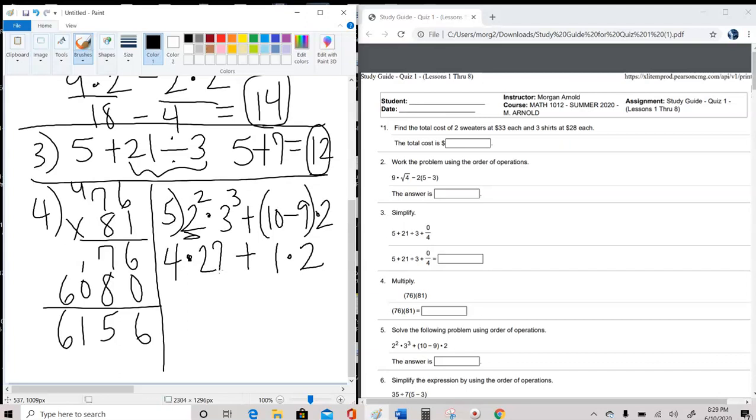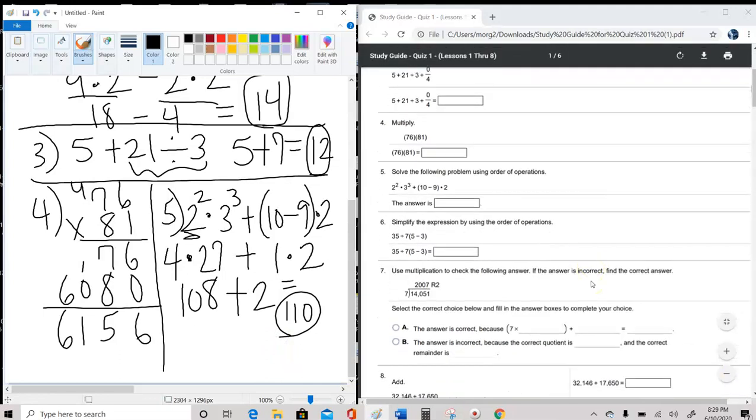Multiplication is higher than addition, so we do the multiplications first. 27 times 4 is 108, plus 2. Final answer is 110 for question 5.